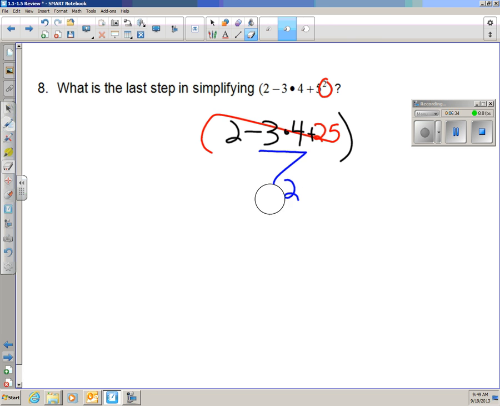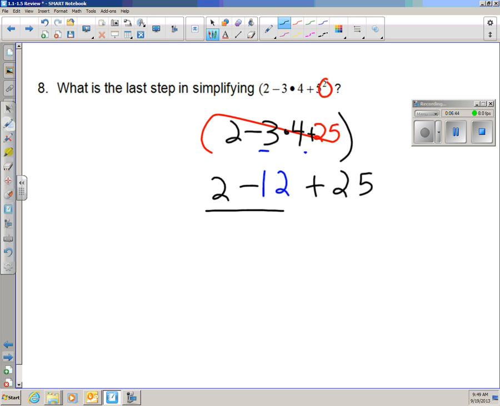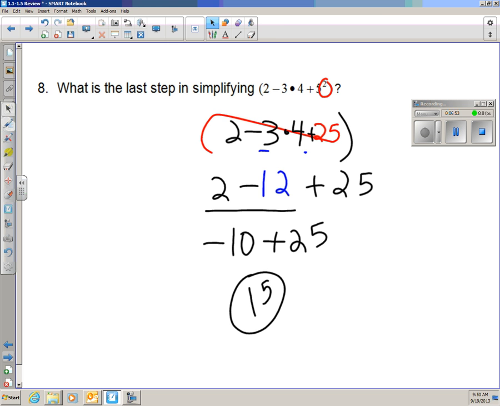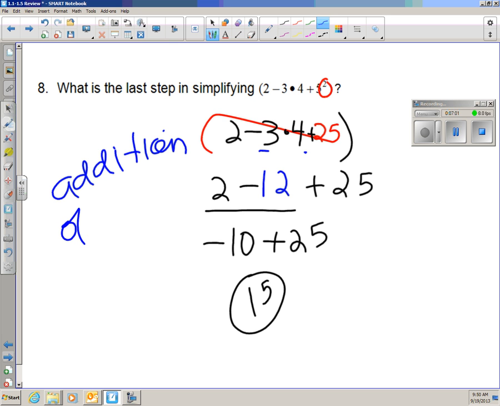Oh my gosh, this is annoying. For 12. And then I've got 2 minus 12 plus 25. I'm going to subtract: negative 10 plus 25. And then this is my last step. The answer happens to be 15, but the question is what's the last step? And the last step is you can either say it's addition, or you can expand that addition of negative 10 and 25. So addition becomes the last thing that you do.